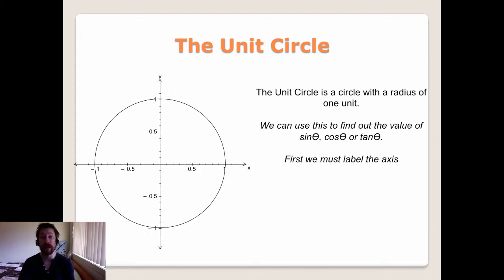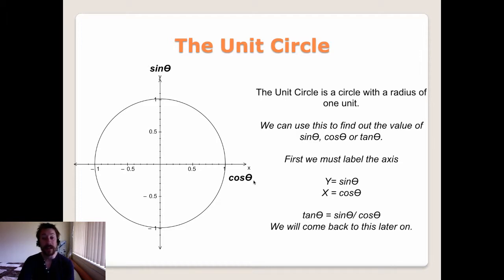But first, we must label the axis. Now, the y-axis isn't going to be known as the y anymore. No. It's going to be known as the sine axis. So we're just going to write sine theta here. And the x-axis, well, that's what we're going to call the cos axis. So we're going to write cos theta here. So instead of having the y-axis, it's now known as sine theta, and the x-axis is known as cos theta. Now tan theta is equal to sine theta divided by cos theta. But we'll come back to this later on. We'll see it in a little bit more detail.